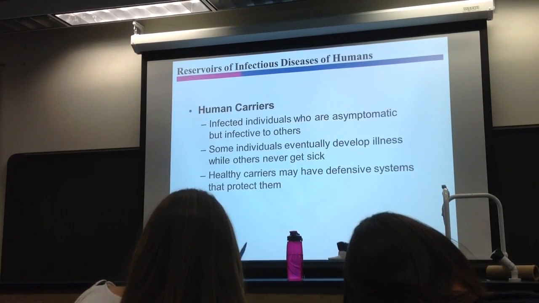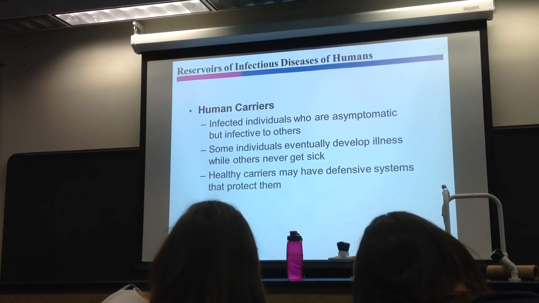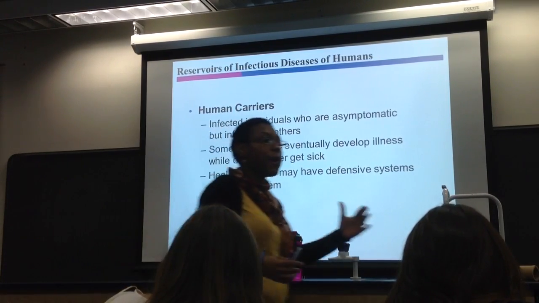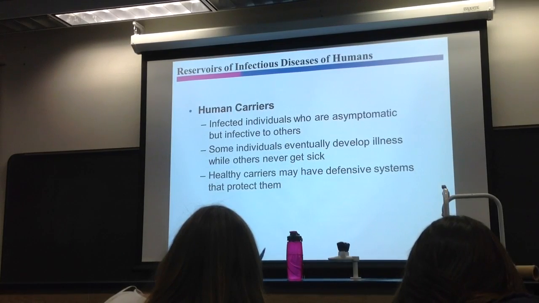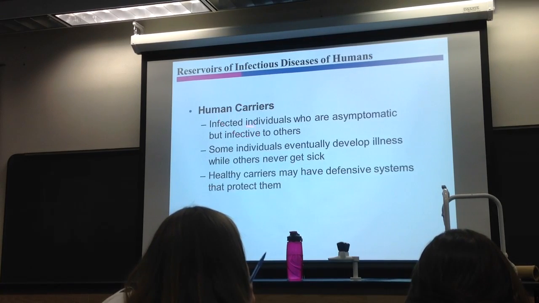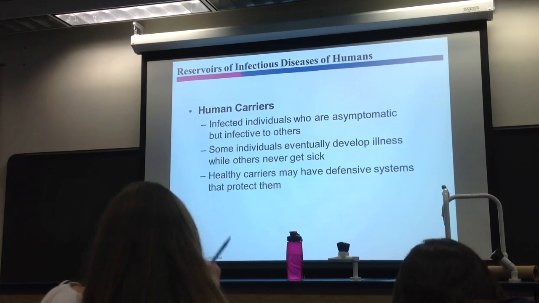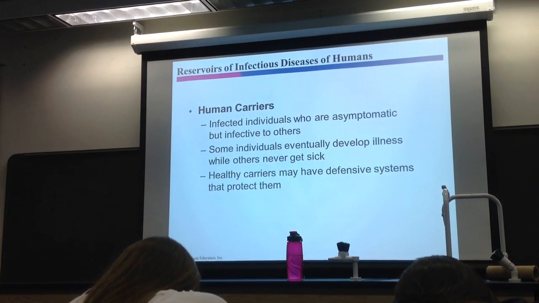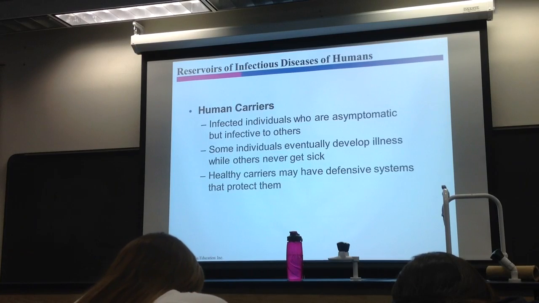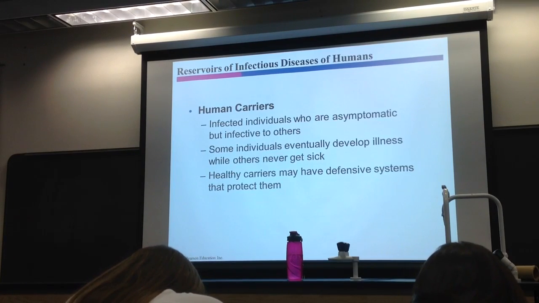Now let's talk about human carriers. Again, this is under reservoirs of diseases. Where are they hanging out? A human carrier is a person who is carrying the disease, and they may or may not be having symptoms. In fact, they're infected, and this word infected just means you have the pathogen. But in this case, they're asymptomatic, which means they are not showing any signs of that pathogen. They have no signs of sickness. They don't even know they have it.